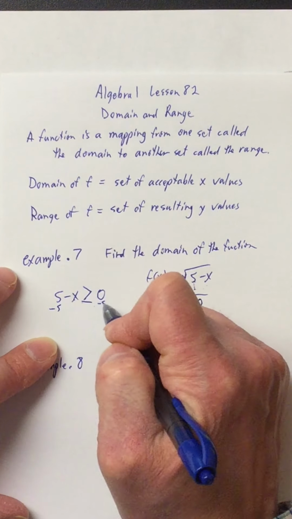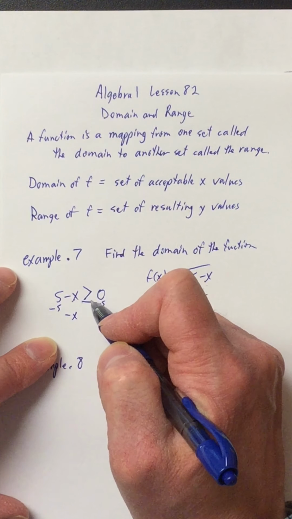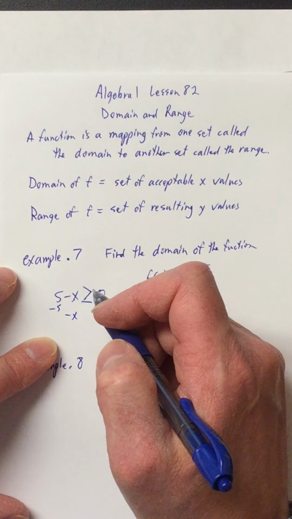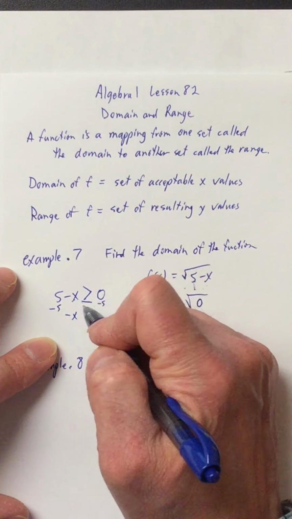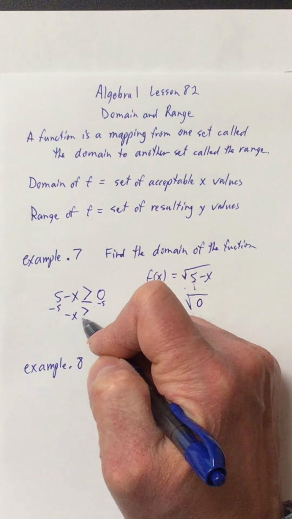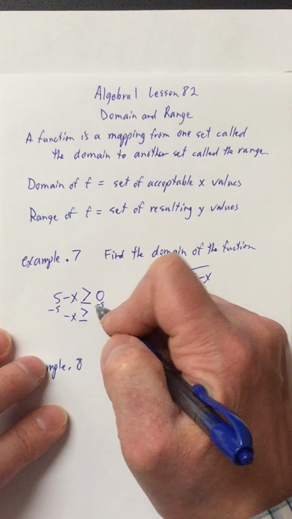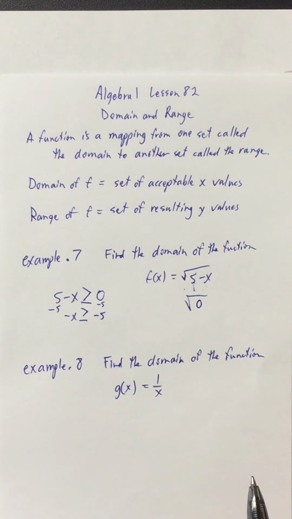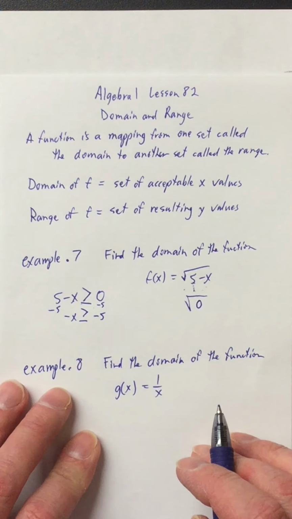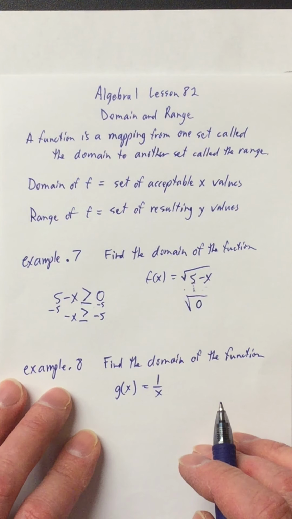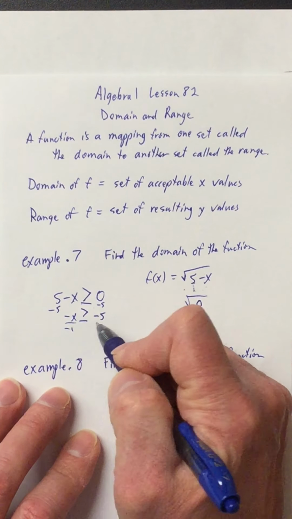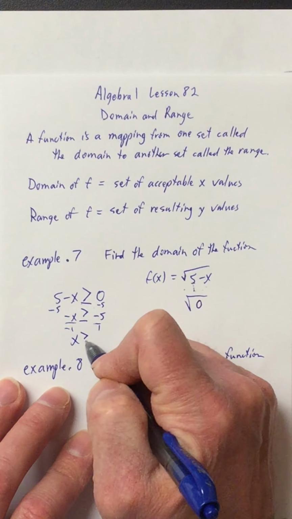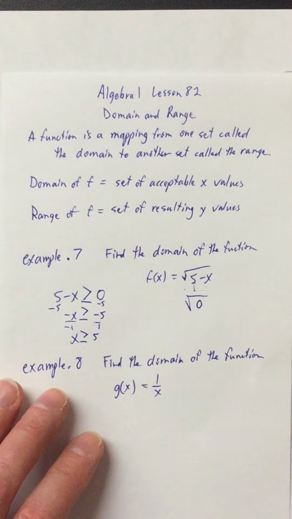So we're going to subtract 5 from both sides. We now have negative x is anything greater than or equal to negative 5. And once we do that, we have a negative on both sides, so we're going to divide both sides by negative 1, and we get x is anything greater than or equal to 5.